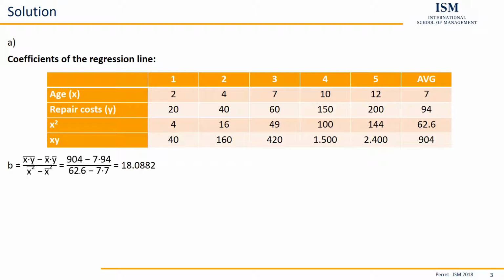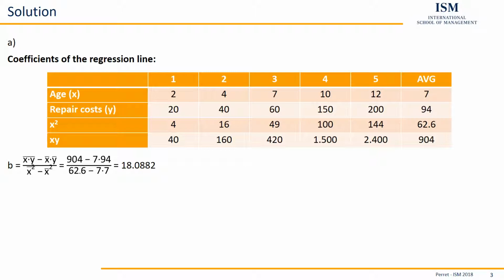Because here, the slope parameter b is given as the average of x times y, so the 904, minus, then we have the average of x times the average of y, so here 7 times 94. And all of this is divided by the average of x squared, that's 62.6, minus the average of x, squared, so 7 times 7. So here we get a slope parameter of 18.0882.